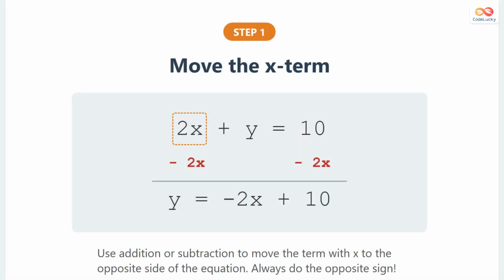The first step is always to move the term containing x. We do this by adding or subtracting the x term from both sides. For example, if we have 2x plus y equals 10, we subtract 2x from both sides. This cancels the 2x on the left, leaving us with y equals negative 2x plus 10.